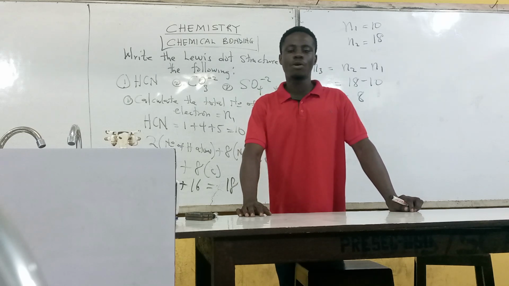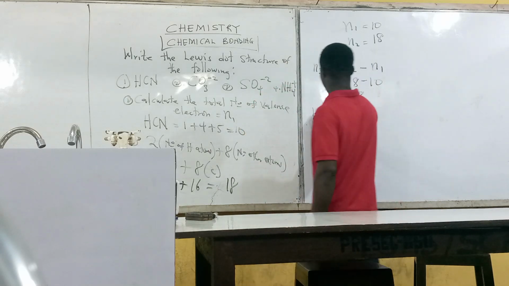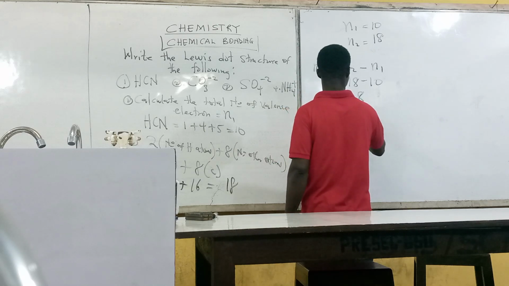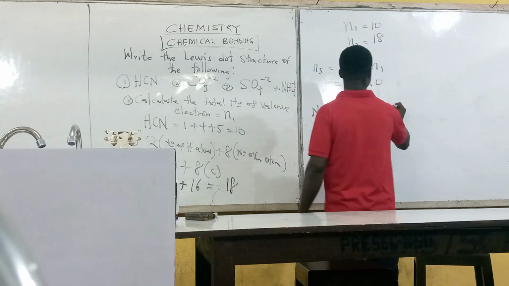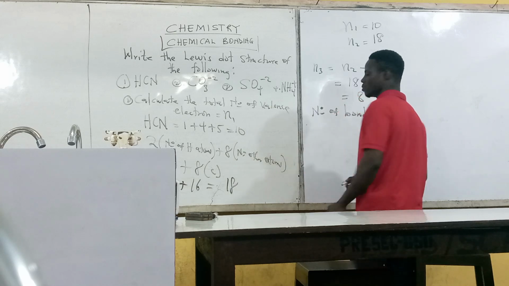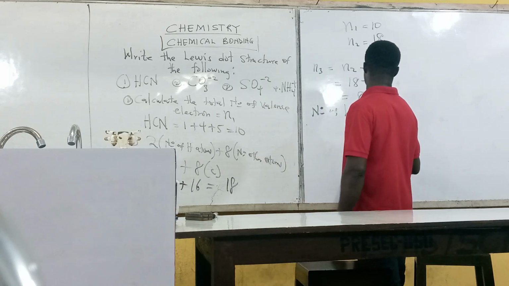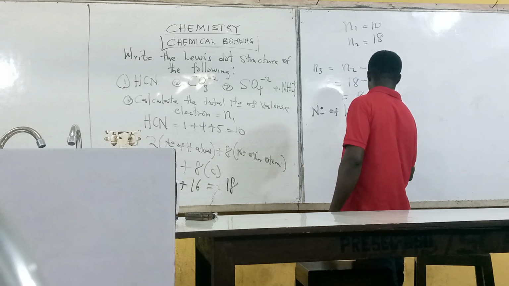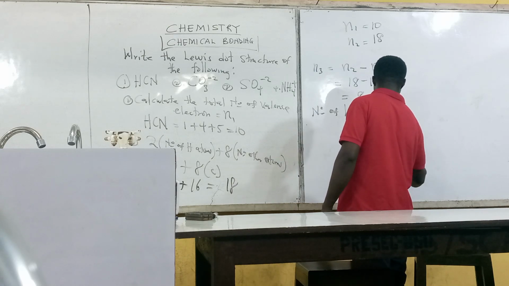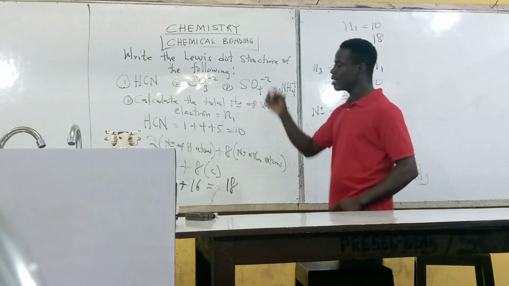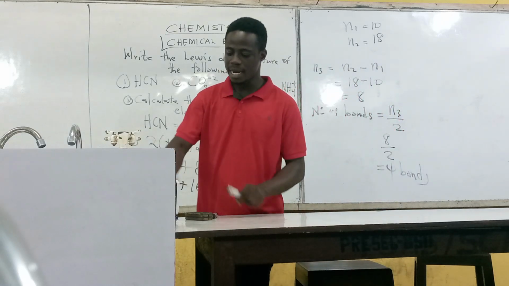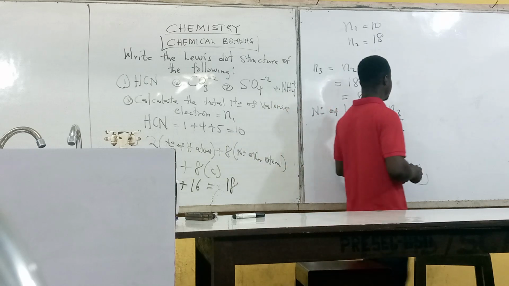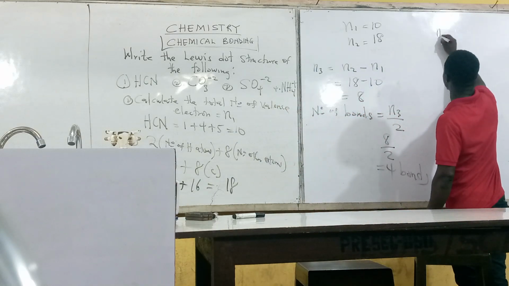So, for you to know the number of bonds, it is N3 divided by 2. So, the value of N3 is 8 divided by 2. And that gives us 4. So it means that we have 4 bonds in this hydrogen cyanide. 4 bonds.